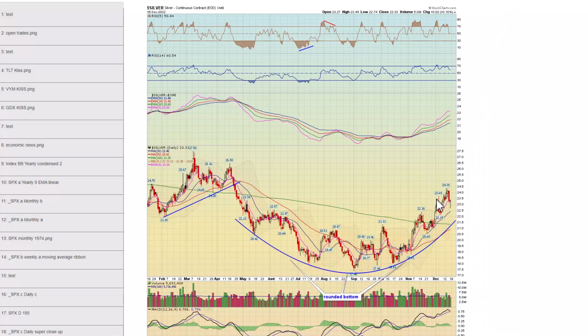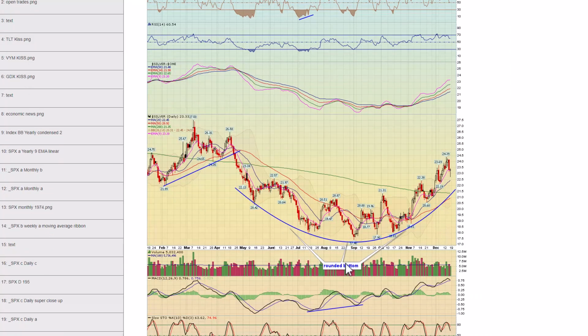Next, chart 76, silver. Silver, again, to me, silver looks decent. Had just a textbook rounded bottom here.